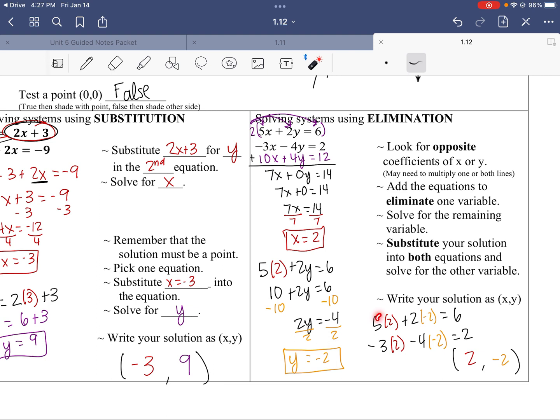So 5 times 2 is 10. 2 times -2 is -4. So 10 minus 4 is indeed 6. That one's good. Now the second one. -3 times 2 is -6. 4 times -2 is -8, and subtracting that gives a +8. So -6 plus 8 is 2. That one is also good. Check it off. That's definitely your answer.